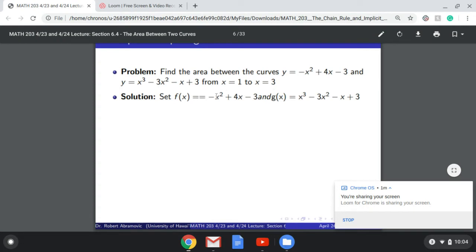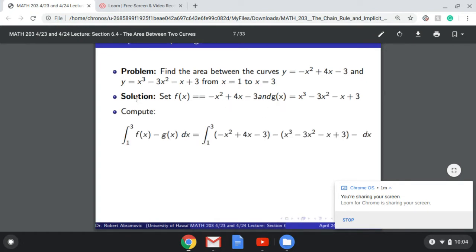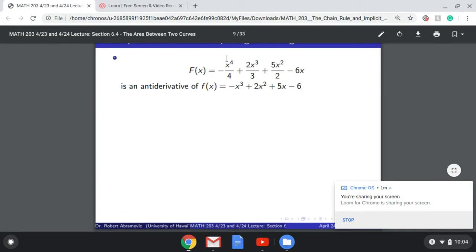Let's set f being minus x squared plus 4x minus 3 and g to be x cubed minus 3x squared minus x plus 3. That's the cubic. We compute this definite integral, which is equivalent to, so there should not have been a minus sign there, negative x cubed plus 2x squared plus 5x minus 6. Its antiderivative of the integrand is minus x to the fourth over 4 plus 2x cubed over 3 plus 5x squared over 2 minus 6x.